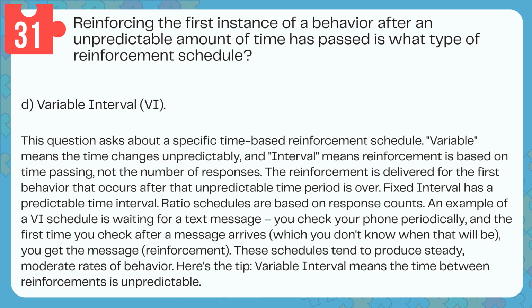An example of a VI schedule is waiting for a text message. You check your phone periodically, and the first time you check after a message arrives, which you don't know when that will be, you get the message. Reinforcement. These schedules tend to produce steady, moderate rates of behavior. Here's the tip. Variable interval means the time between reinforcements is unpredictable.